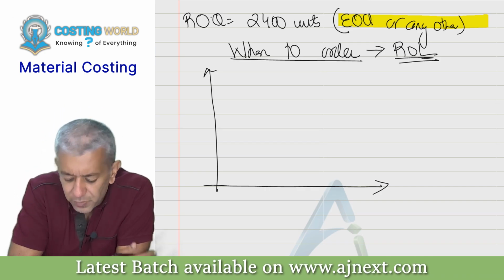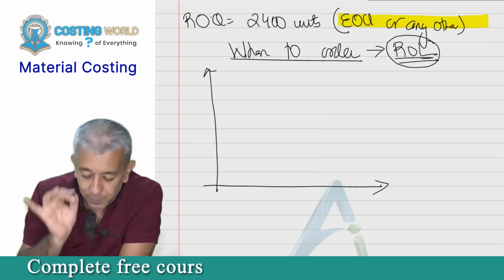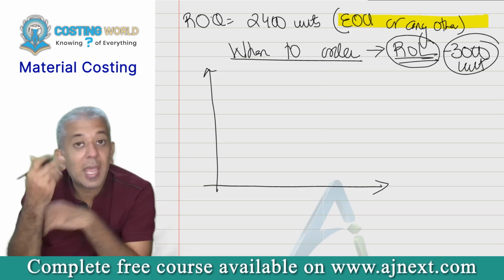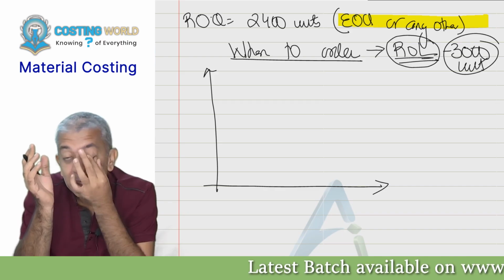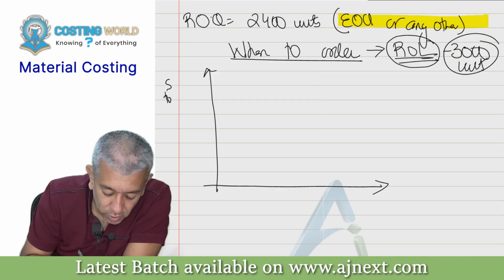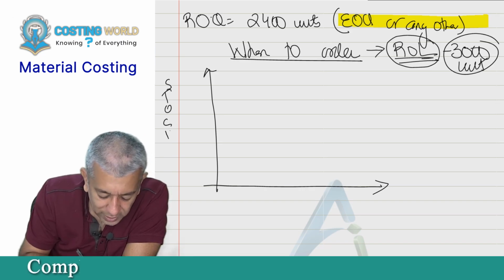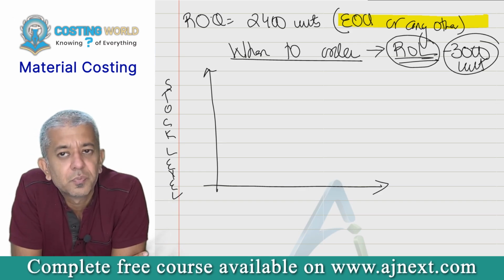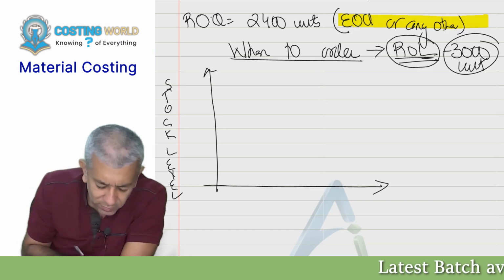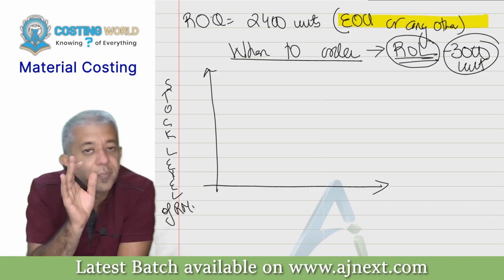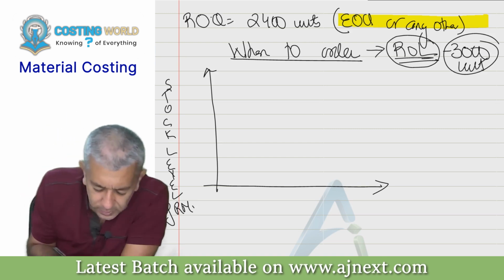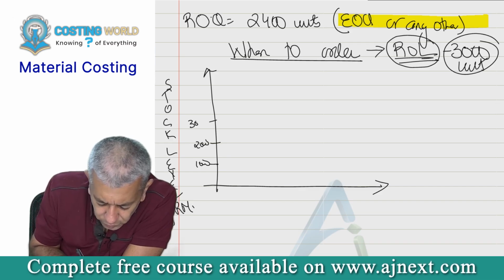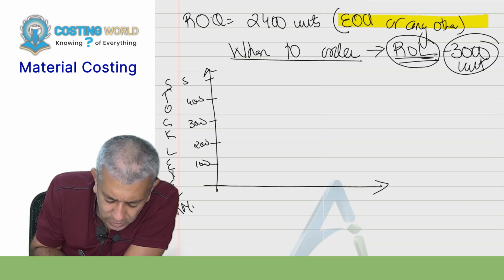When do you order? When stock level touches reorder level. Example. I have fixed my reorder level at 3000 units. This is any number that I am saying. But what does this number mean? On the x-axis, and on the y-axis, I am writing stock level. Stock level of raw materials, that is how much stock I have in my warehouse. Say 1000, 2000, 3000, 4000, 5000, and so on.